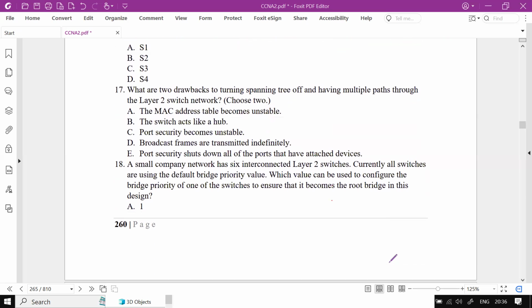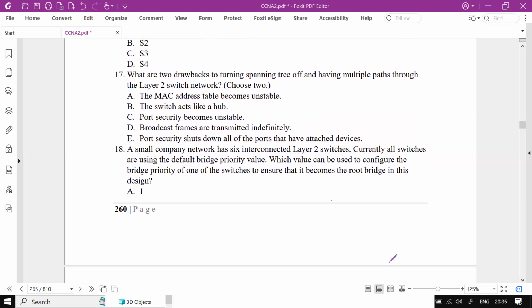Right, let's continue. What are the two drawbacks to turning STP off and having multiple paths through the layer 2 switch network? If we have redundant links, we create loops, broadcast storms, congestion, an unstable MAC address table, things like that. So I'm looking at this, and this is not an answer. This is definitely one of the answers we have: the MAC address table becomes unstable.